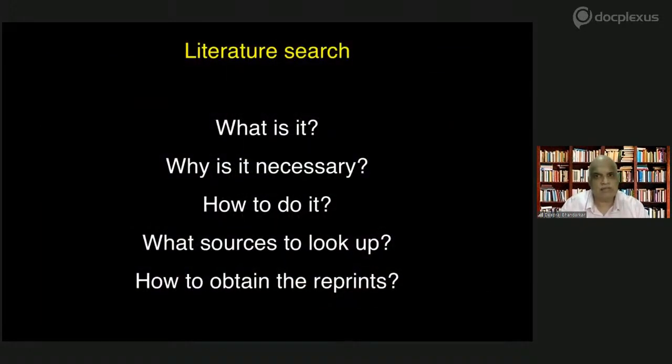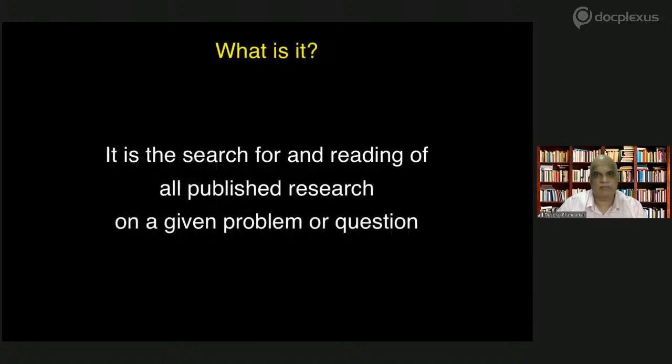So we will touch upon these aspects of literature search. What exactly is it? Why is it necessary? How does one do it? We'll see some practical tips on how to do the literature search, what the sources to look up are, and most importantly, how one obtains the reprints or the full text articles. It's not adequate to just read the abstracts or sometimes extended abstracts, but one needs access to the reprints or full text PDF files to be able to draw a meaningful conclusion from reading these papers.